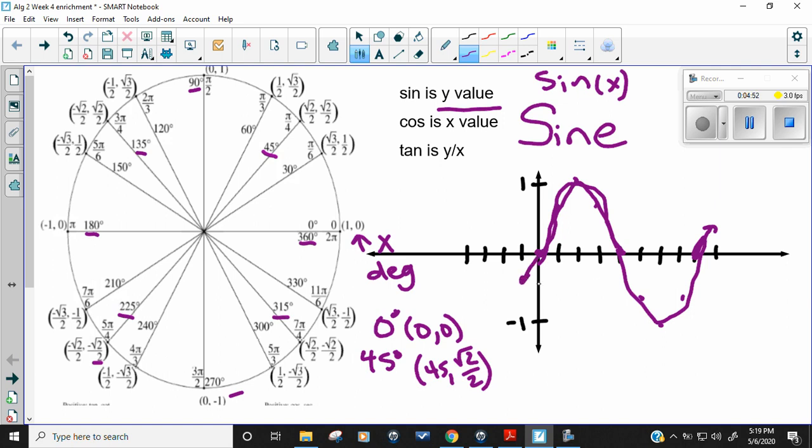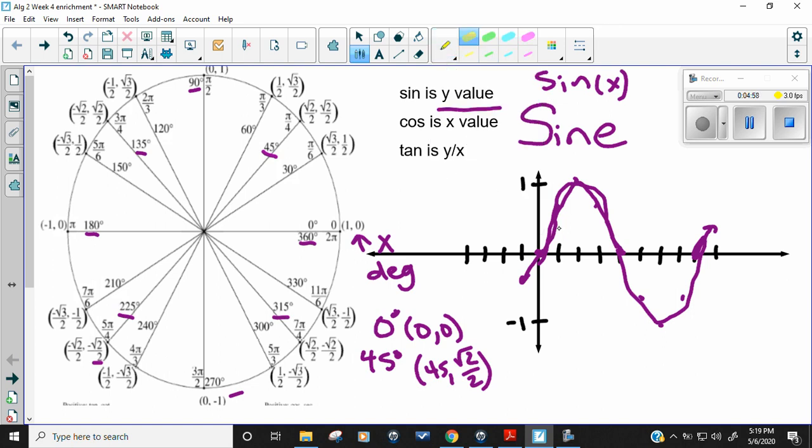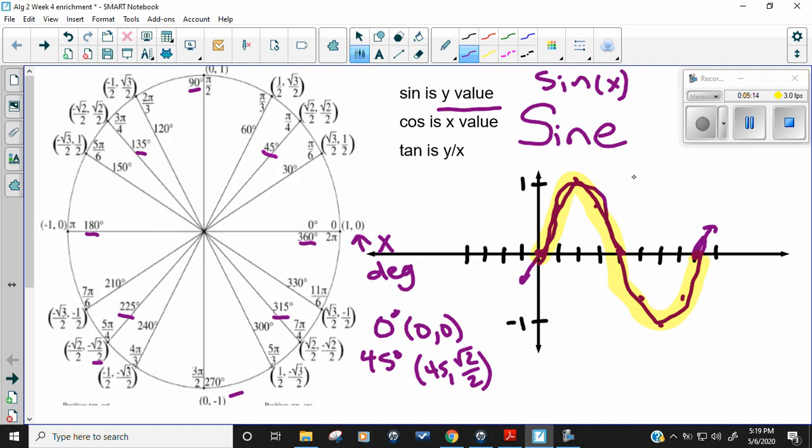But the main part of the curve, maybe a highlighter will be better because it'll be wider. Maybe I should use a wider pen. The main part of the sine curve is right here. So sine is not symmetrical, but it's pretty even. I don't know when I'm drawing why it goes down to a lighter yellow, but it's a pretty even graph.